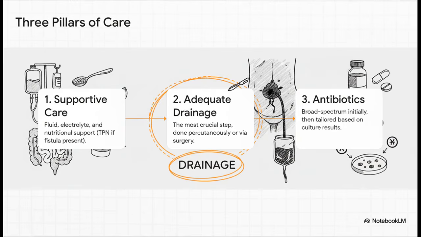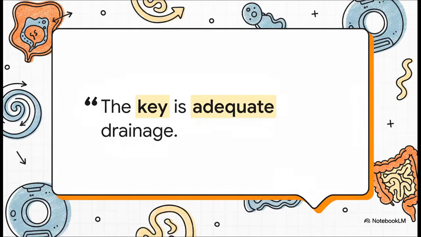You have to get the pus out. Usually that's done with a needle through the skin. And third, you hit them with targeted antibiotics to kill the bacteria. You start with a broad spectrum one, and then once you know exactly what you're fighting, you can get much more specific. I really want to pause here because this is so important.